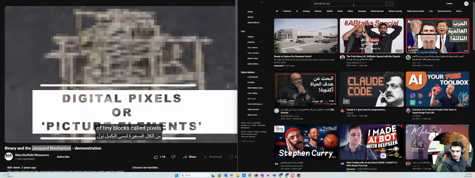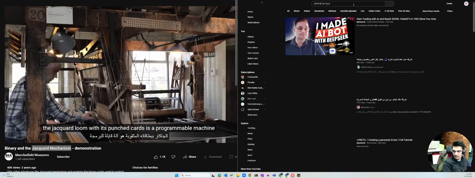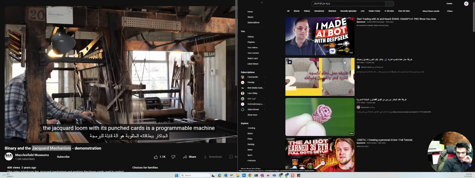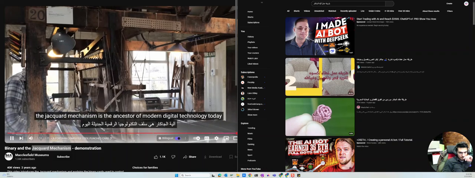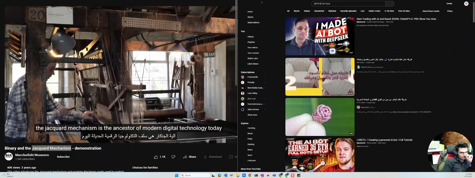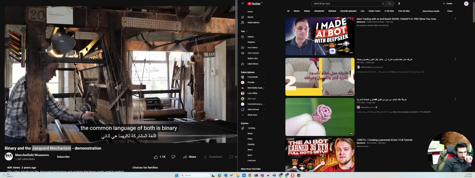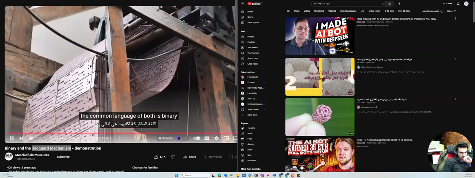tiny blocks called pixels. The Jacquard loom with its punched cards is a programmable machine. The Jacquard mechanism is the ancestor of modern digital technology today. The common language of both is binary.